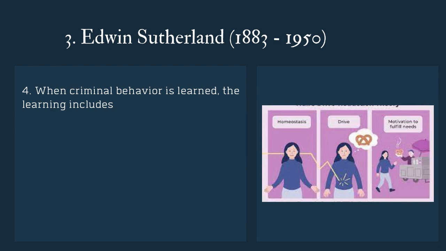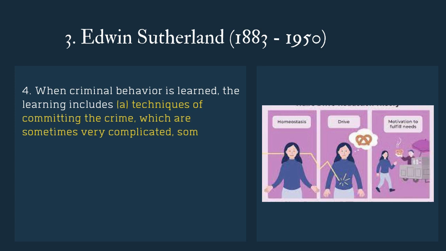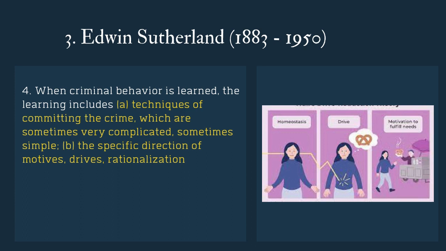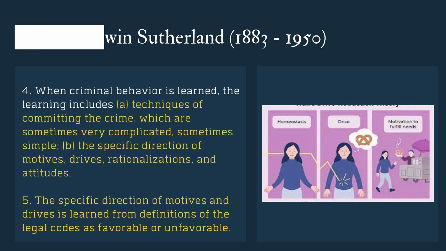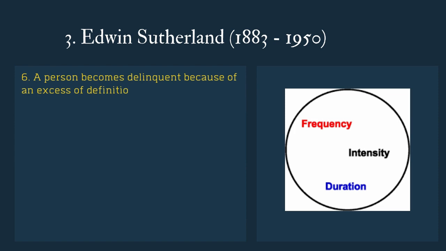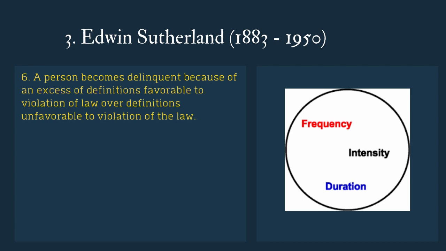Techniques of committing the crime, which are sometimes very complicated, sometimes simple. B. The specific direction of motives, drives, rationalizations, and attitudes. 5. The specific direction of motives and drives is learned from definitions of the legal codes as favorable or unfavorable. 6. A person becomes delinquent because of an excess of definitions favorable to violation of law over definitions unfavorable to violation of the law.